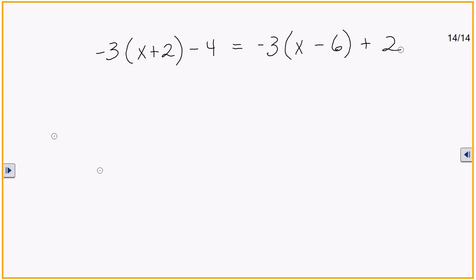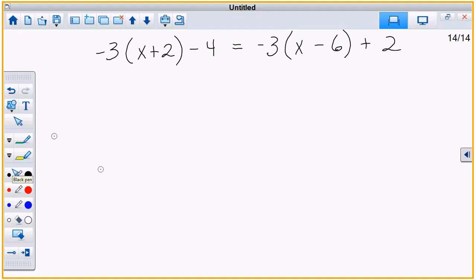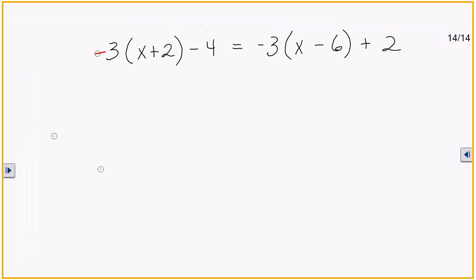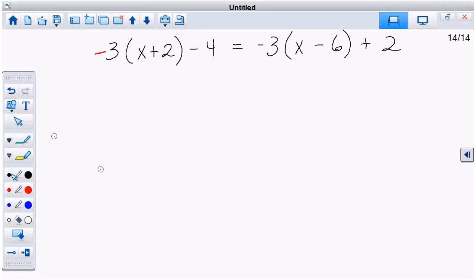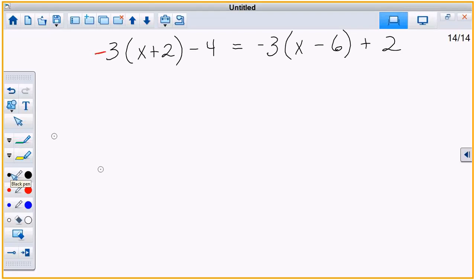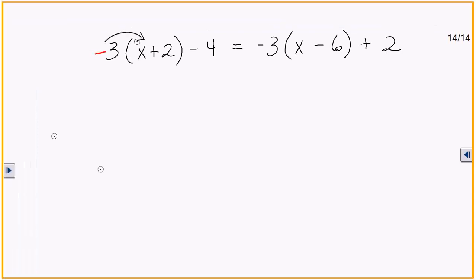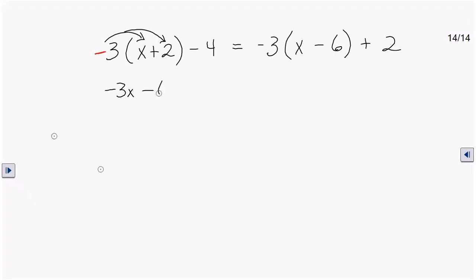Now, how did you do? Well, you got to remember one thing about this problem. When you're distributing a negative, you have to be very careful because that negative changes everything in the problem. That negative will change this x to a negative and change that 2 to a negative. So instead of x plus 2, now you have negative 3x minus 6.